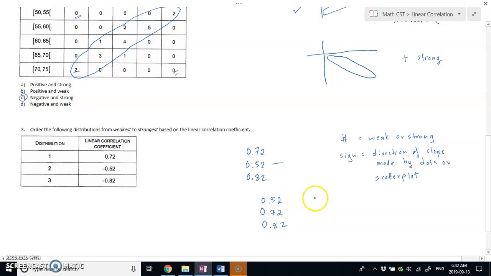So we would say that the order is 2, right here, 0.52, the weakest, followed by the middle, which is 0.72, followed by the strongest. So when you get a question like this, just look at the values, do not look at the signs. Perhaps one way to think about it is, what if these were test marks? What would be the weakest? What would be the strongest? And how would I order them as such?